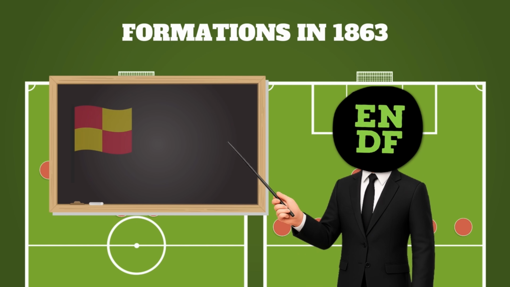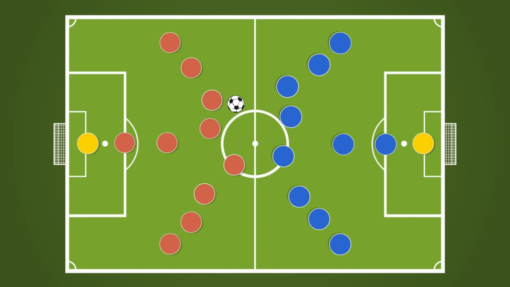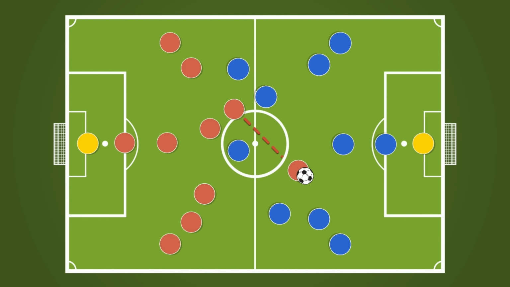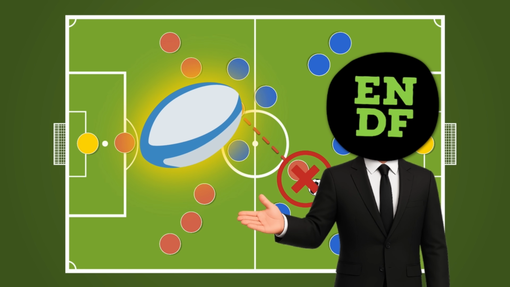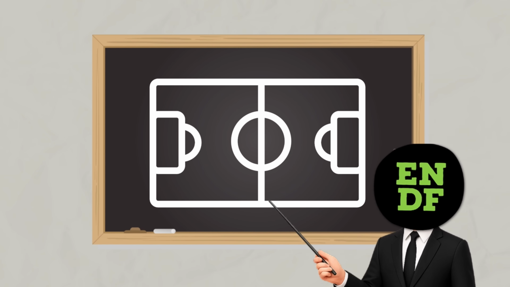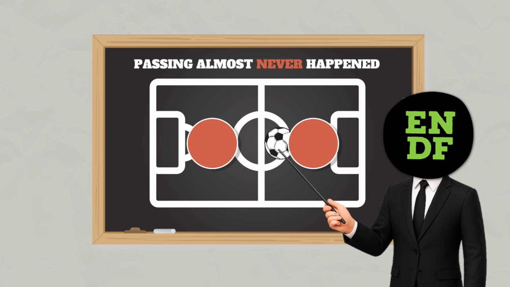The reason was the first version of the offside rule. It stated that players couldn't pass to a teammate who was ahead of the ball line. Yes, you heard that right. Just like how it works in the sport with the oval ball. Unlike rugby, this created a dynamic where passing almost never happened.